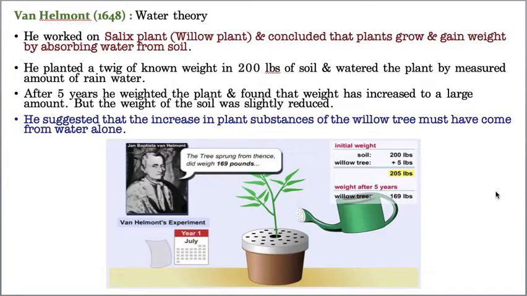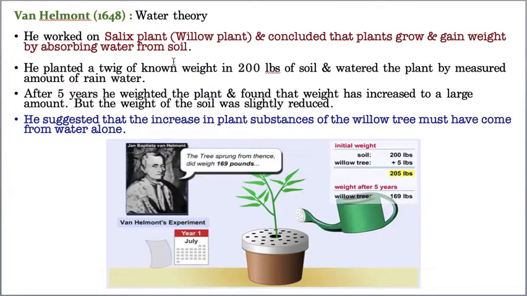In this water theory, to prove it, he took his experimental plant, a Salix plant, which is simply called a willow plant. Salix plant you can write, willow plant you can also write, see your comfort, but the meaning is obviously the same. So he took a Salix plant and concluded that the plant grows and gains weight by absorbing water from soil.